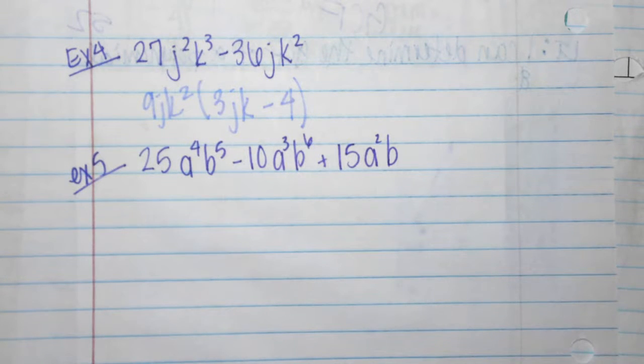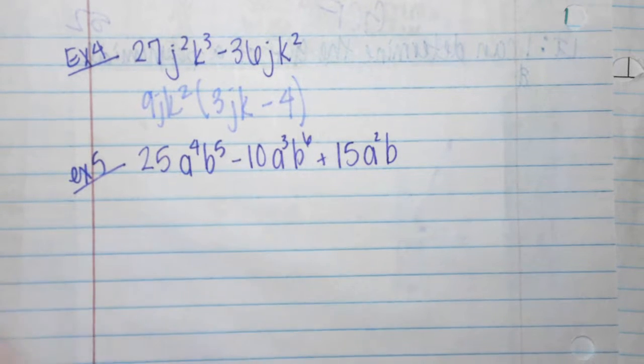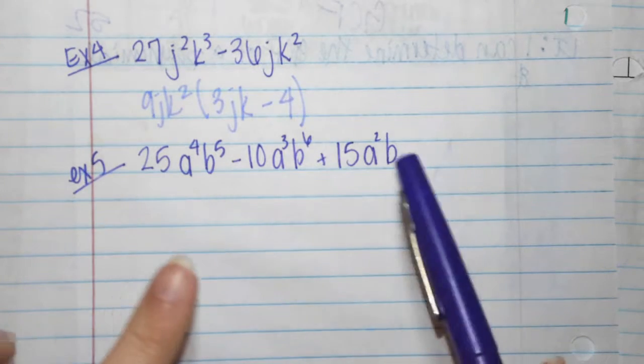Would you do anything different just because there are 3? No, you still do the same thing. You find the greatest common factor of all 3 coefficients. Then you take the lowest exponent.